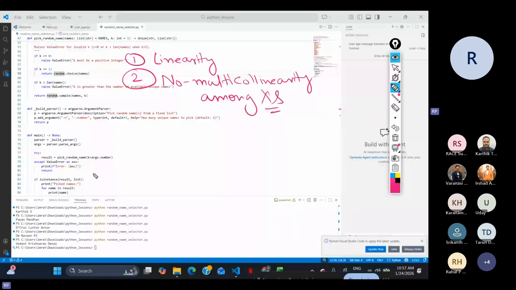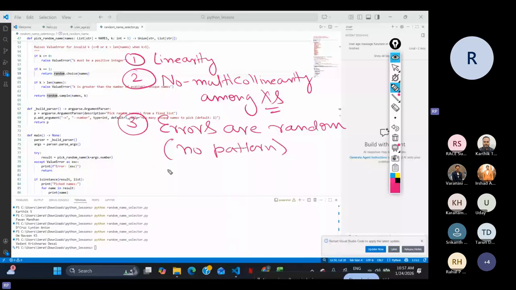And the third one is that the errors are random. Errors are random, or there should be no pattern in the error, and I'll explain why. No pattern, or they should be homoscedastic, right? What does it mean?